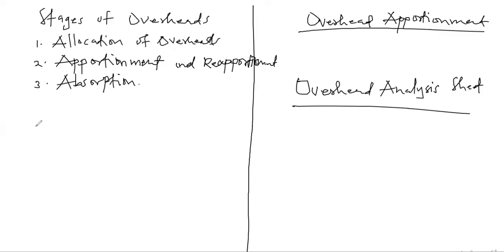What are some of the bases that companies that produce goods and services use for apportionment? So, basis for apportionment.